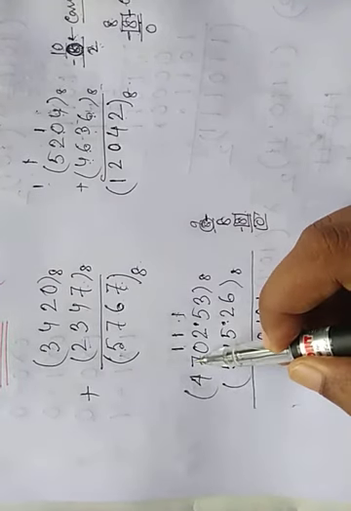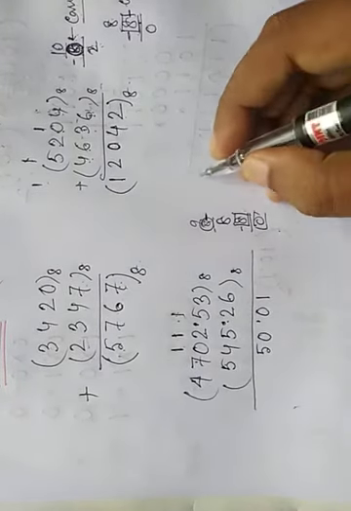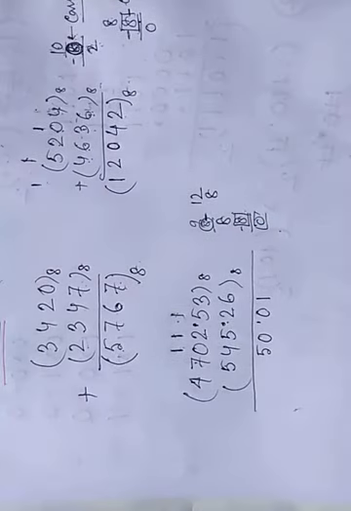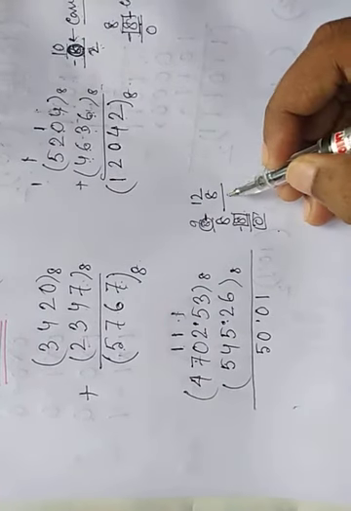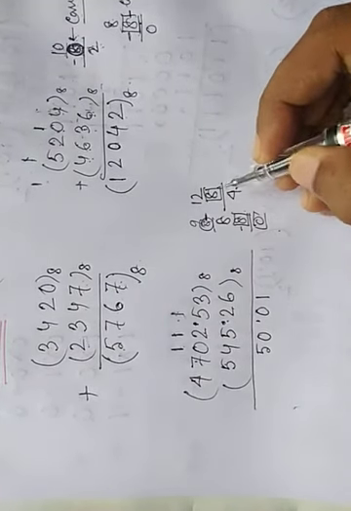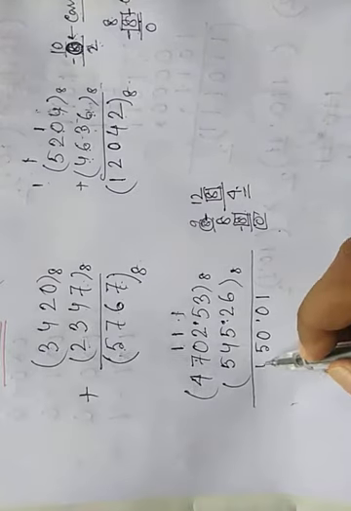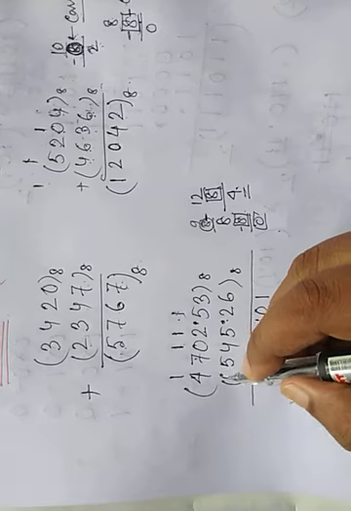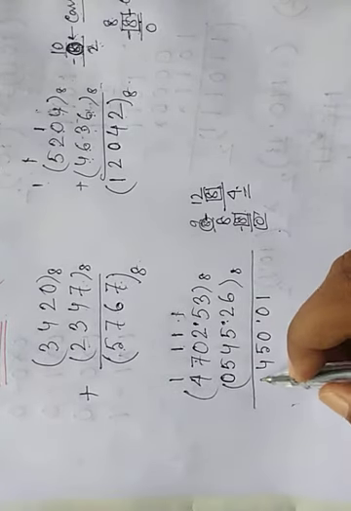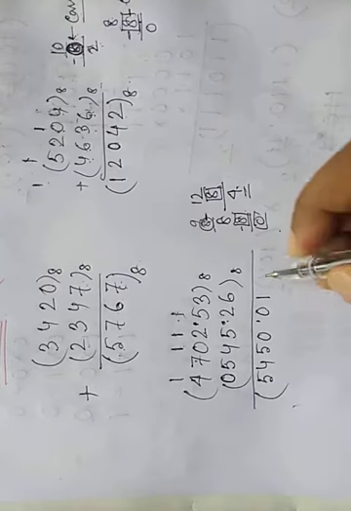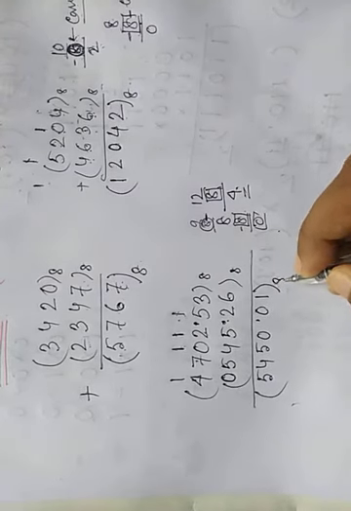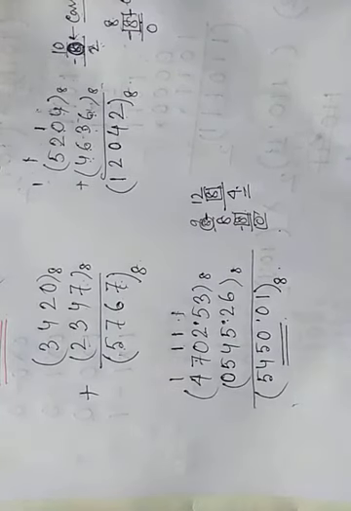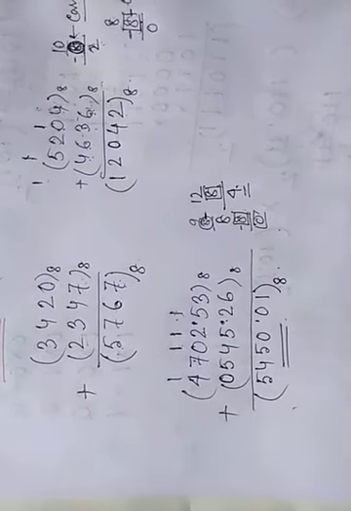7 plus 5 is 12. Again 12 minus 8 is 4. There is an extra 8, and we write the subtracted value 4 here. 1 is extra, 4 plus 1 is 5. As there are no digits, we can place 0 here. So 4 plus 1 is 5. Okay. This is the addition process in the octal number system.